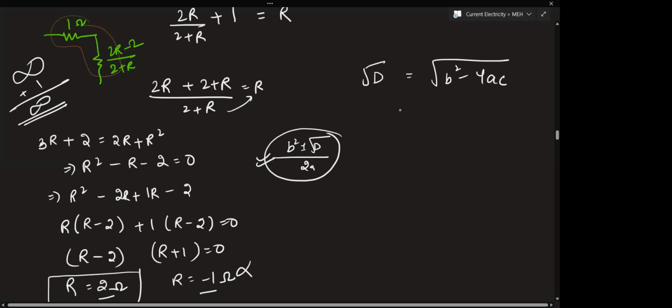Just recall and revise these quadratic equations, because if an infinite series comes, then rarely this is not used. Most of the time this will ease your calculation. X is equal to b square plus minus under root d divided by 2a. So d is this only.